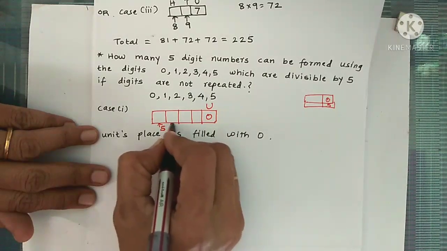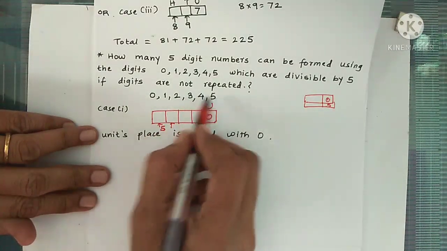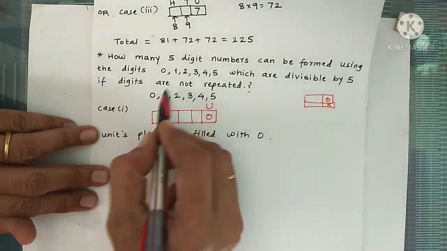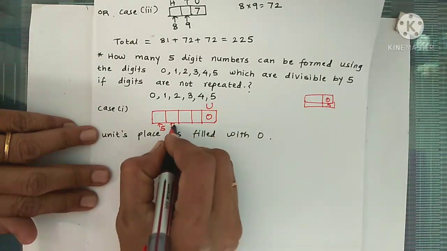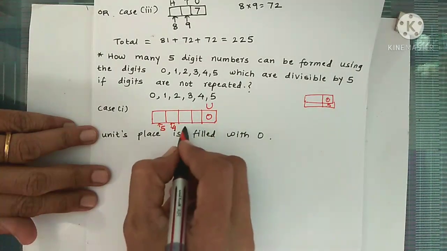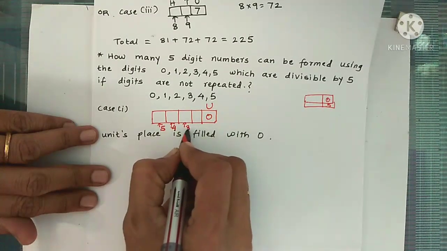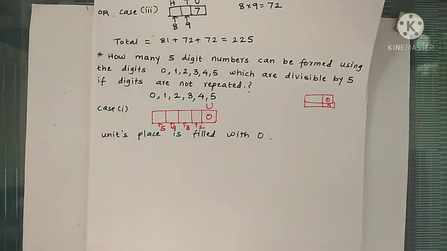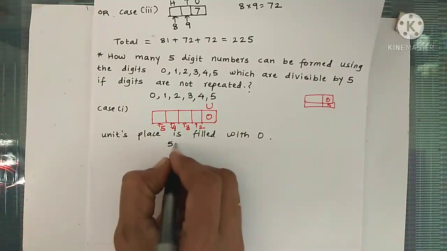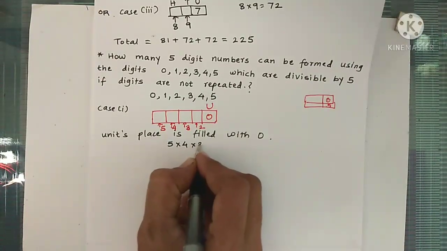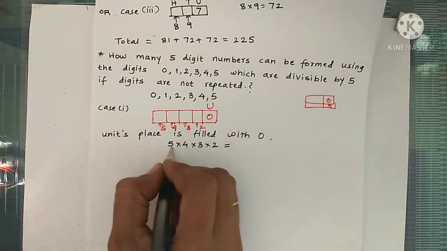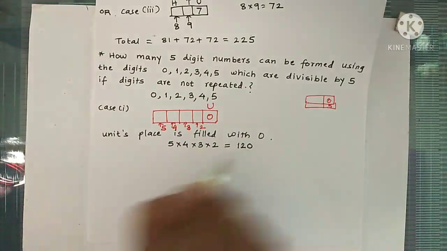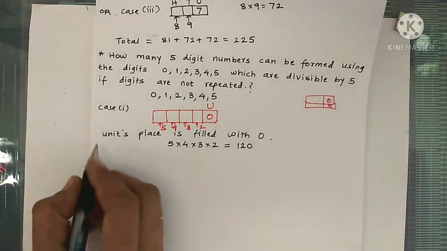Now for the next place, we have used one of the digits 1, 2, 3, 4, 5 and we have placed that digit here. So from these 5 digits we have used one digit. So now only 4 digits are left for the next place. Similarly, for the next place we have 3 digits and for the next place we have 2 digits. So whenever 0 is in units place, the total number of ways is 5 into 4 into 3 into 2. So 5 into 4, 20, into 3, 60, into 2 is 120. So this is the first case, that 0 is in units place.